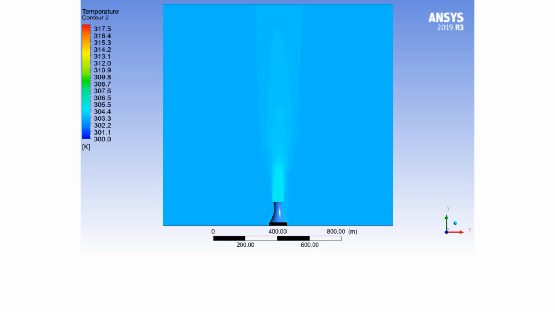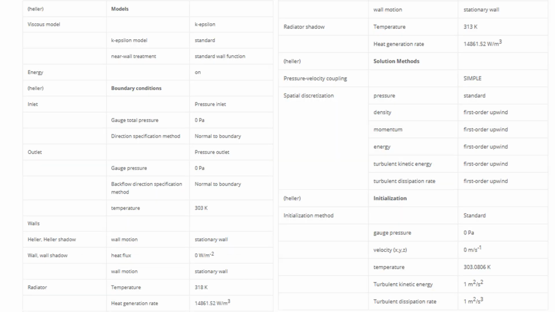Now in this contour, you can easily see the temperature distribution in the middle section of our computational domain. As you can easily see, the airflow exiting the Heller construction has higher temperature compared to the ambient temperature. Finally, a summary of different settings and setup that we have used in our project is presented to you in the slide.